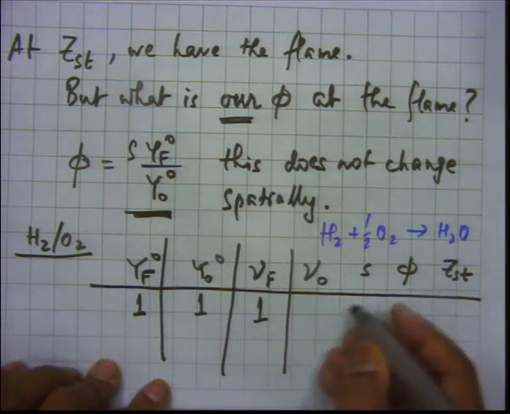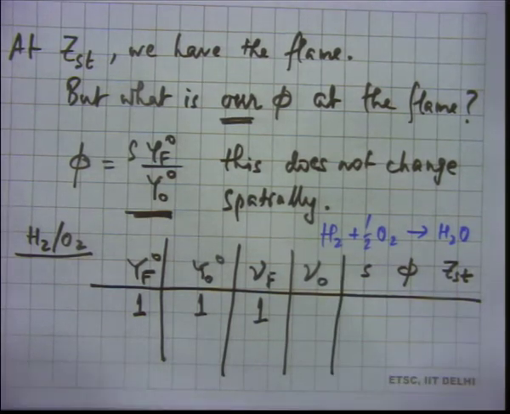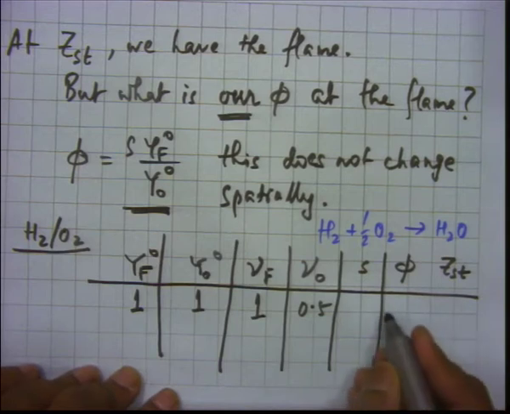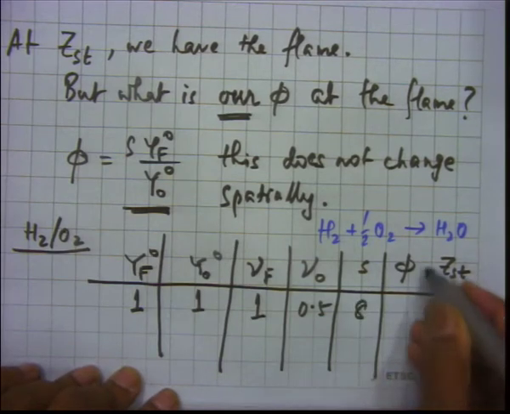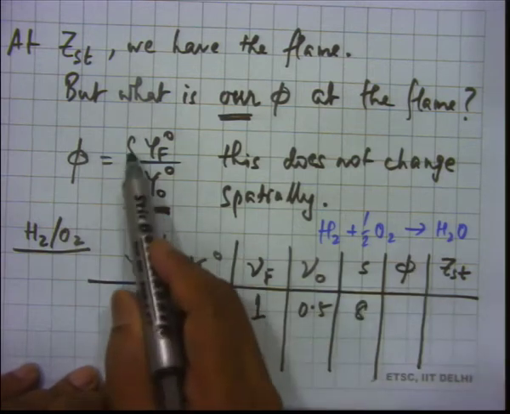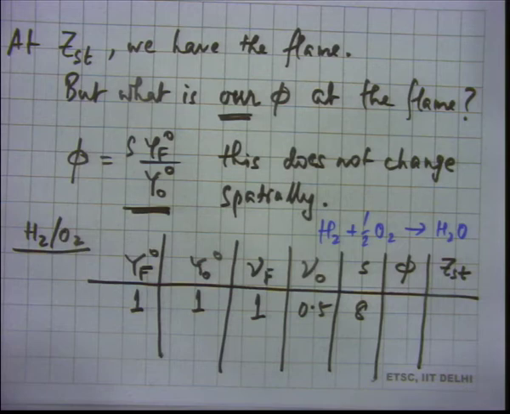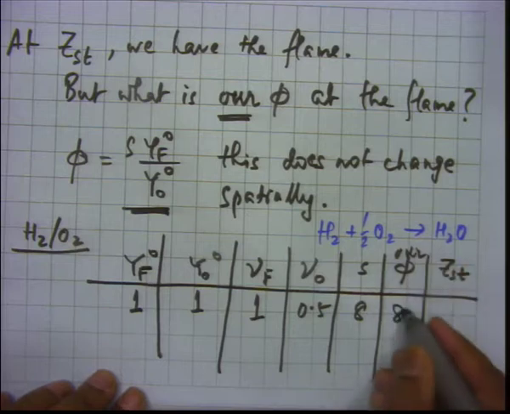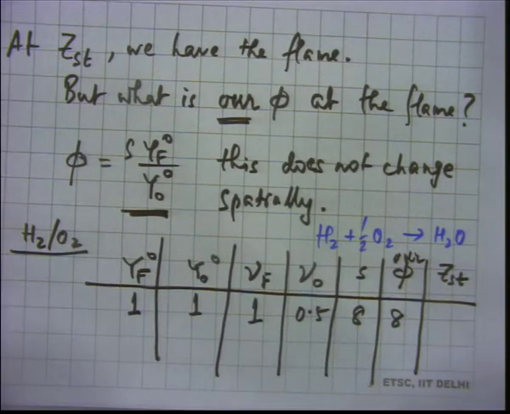And what about nu O? From here half, so this is 0.5. S we already calculated, S is 8, and phi is S times y f naught by y o naught. So this is our phi. This our phi is actually 8. Okay.